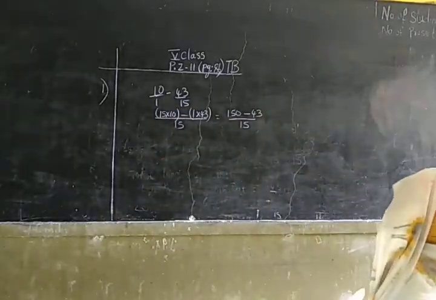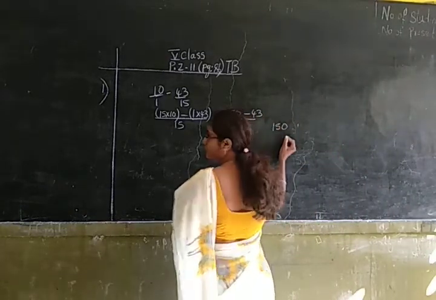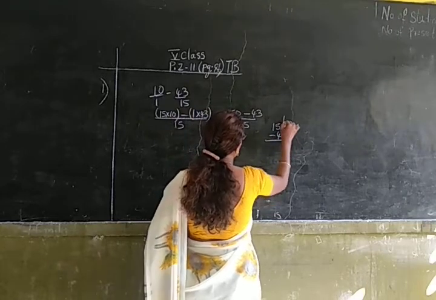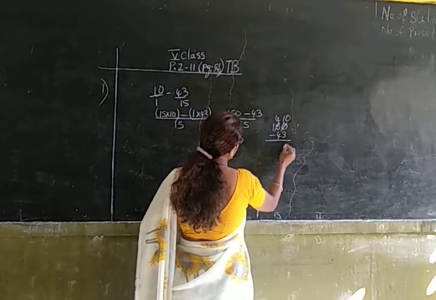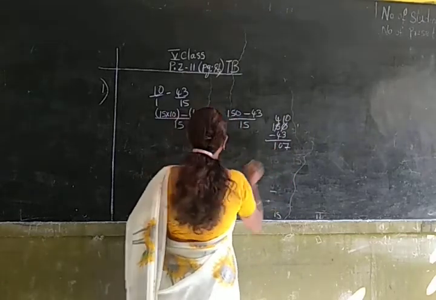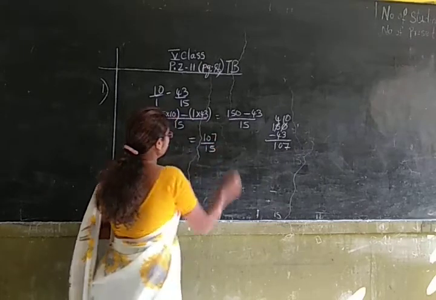Now let us subtract 43 from 150. Okay children? 10 minus 3 is 7. 4 minus 4 is 0 and 1. So the answer is 107 by 15.